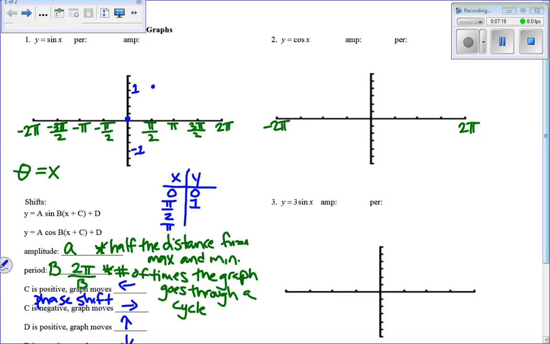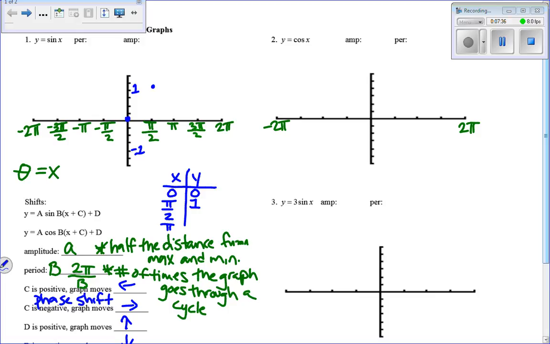So if your amplitude changes, you're basically just multiplying this y value by that amplitude. So in number 3, your amplitude is 3. So this value would still be 0. This value would be 1. And then we keep going.